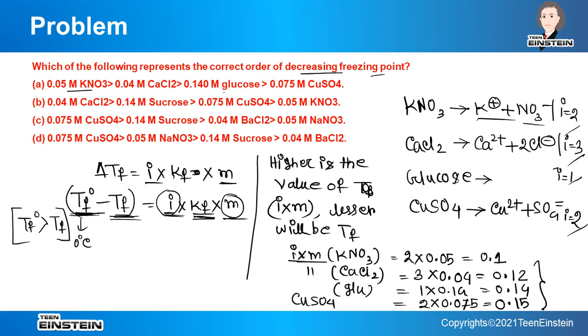Now if we arrange all these 4 species according to the value of i into M, the maximum i into M value is for copper sulfate, which means the Tf value will be minimum for copper sulfate. If you look at the options, only in the first option is copper sulfate last, meaning it has minimum Tf, and we have to find the correct order of decreasing freezing point. That means the first species has maximum Tf and the last species has minimum Tf. And from these values we can see that the i into M value, 0.1, is minimum for KNO3, which means its Tf will be very high.